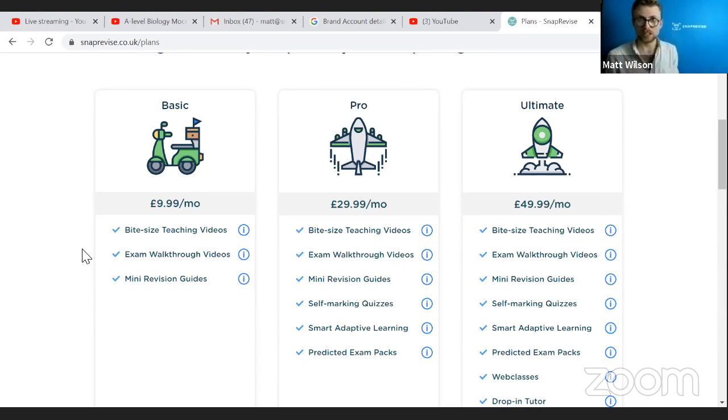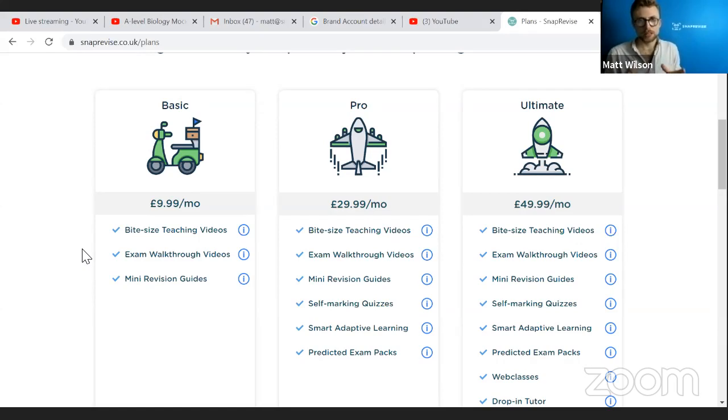Then you get this intelligent learning bit, the bit that really makes things efficient by telling you exactly what it is that you need to most urgently work on. So this is super handy and it will save you loads of time. You get these self-marking quizzes, which redirect your learning. From the self-marking quizzes, you get this smart adaptive learning that we're talking about.